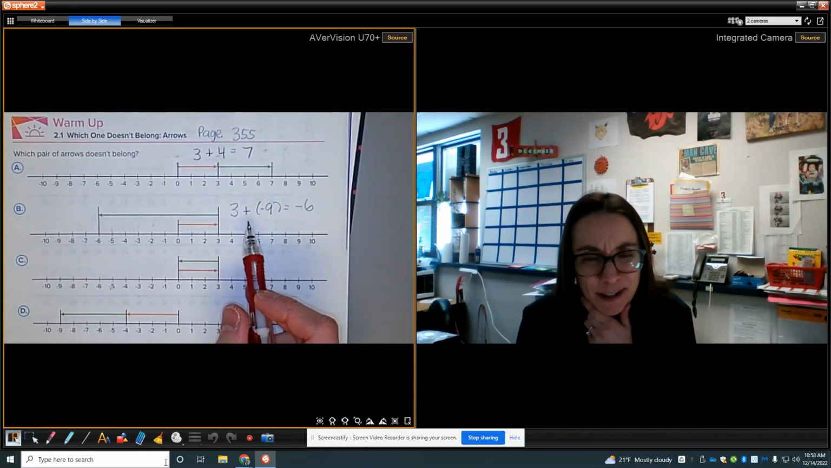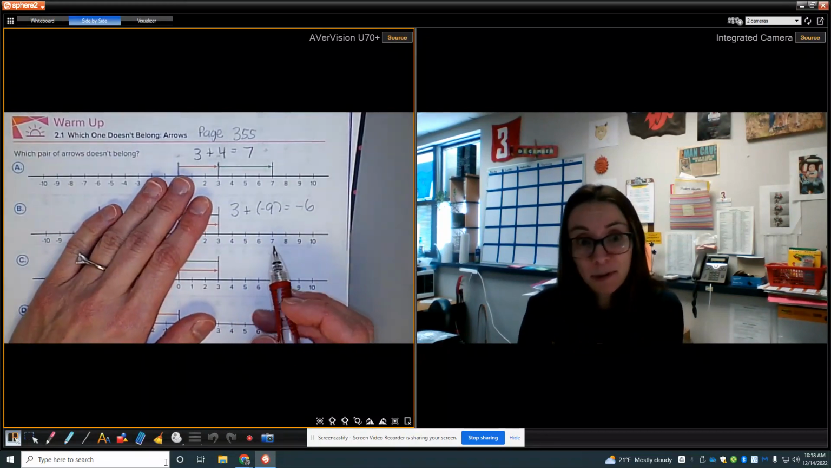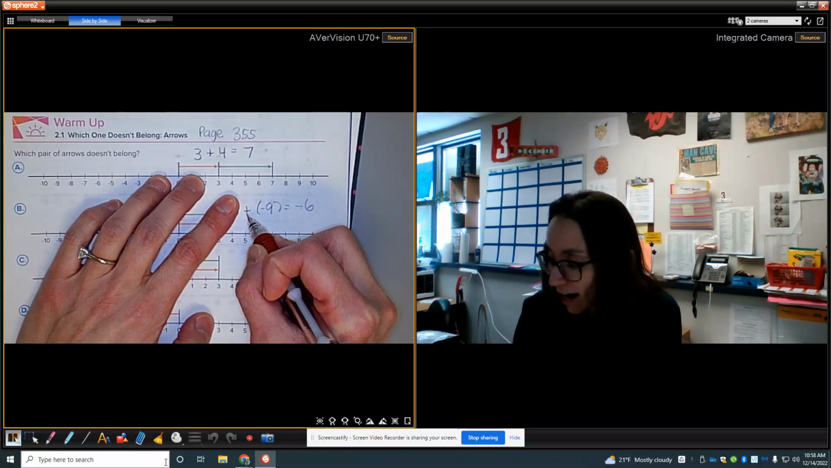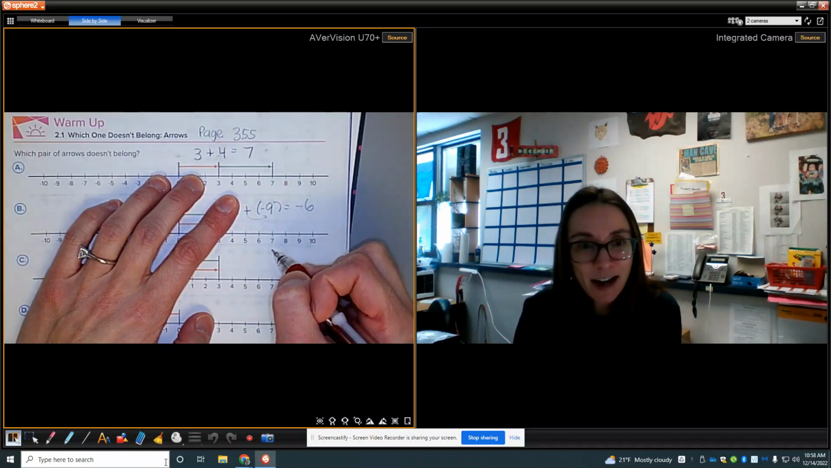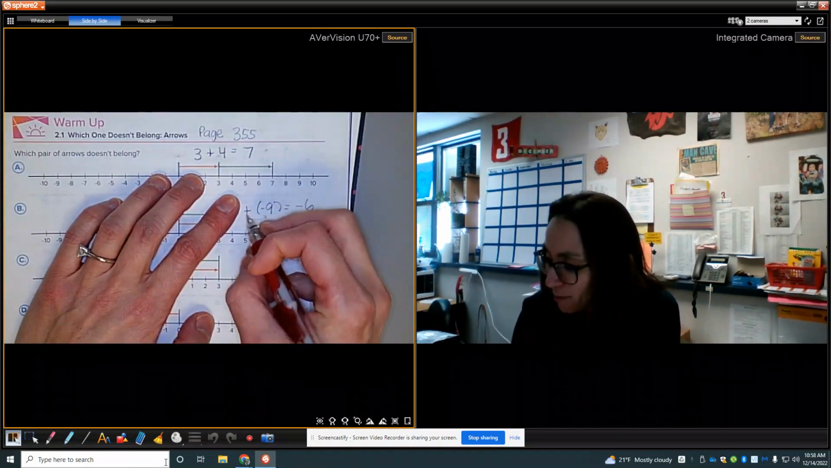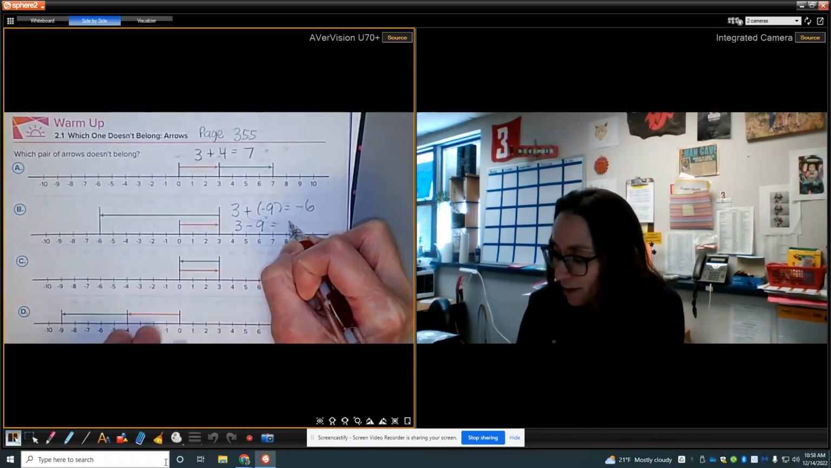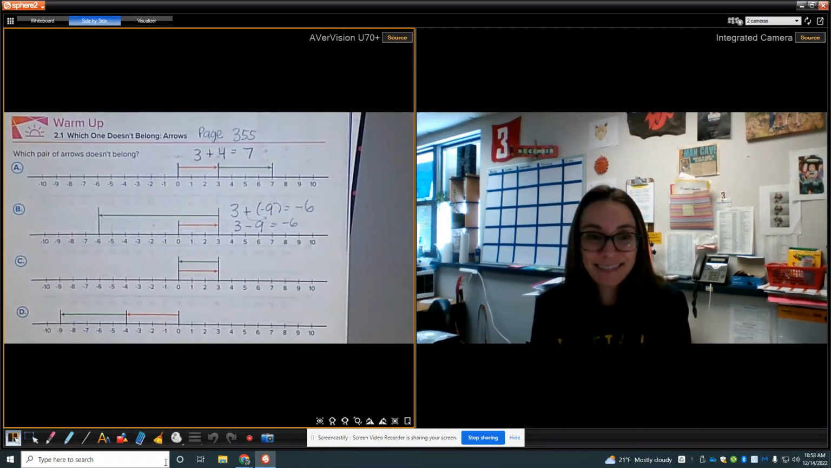Now, another way to represent this exact same equation, you might have heard of the distributive property. Well, right here I have a positive times a negative 9. Well, a positive times a negative is a negative or a minus. So another way I can rewrite this exact same equation is 3 minus 9, and we'd still get negative 6.